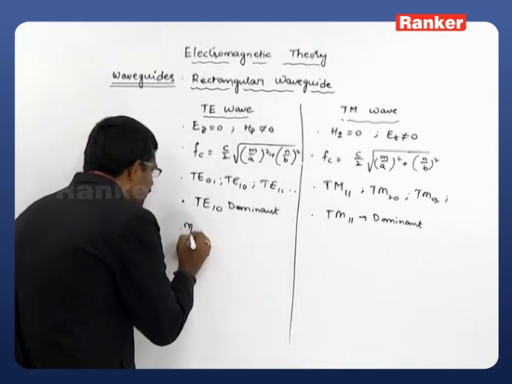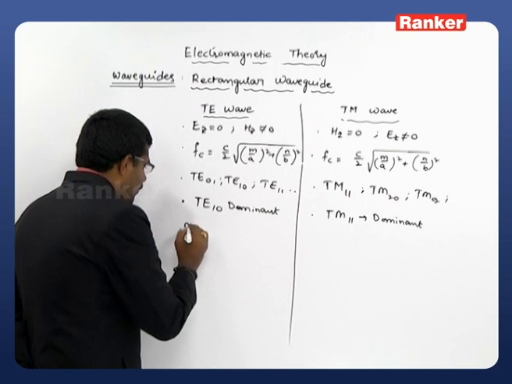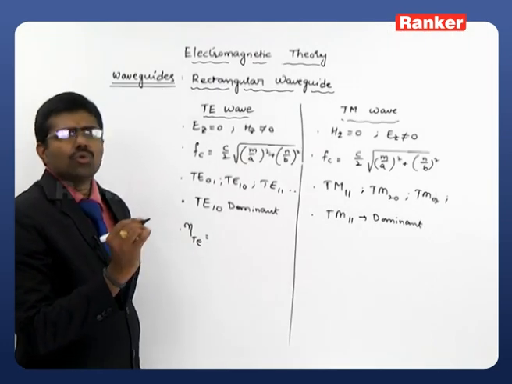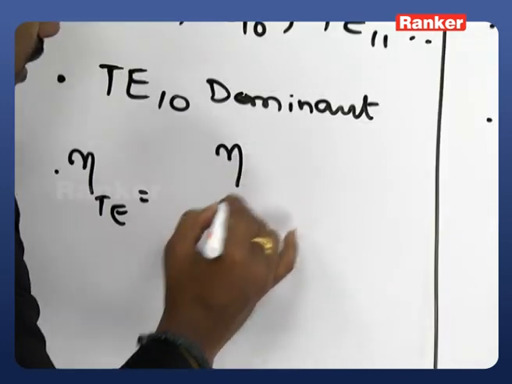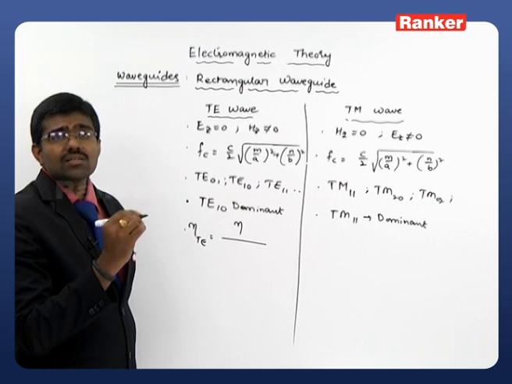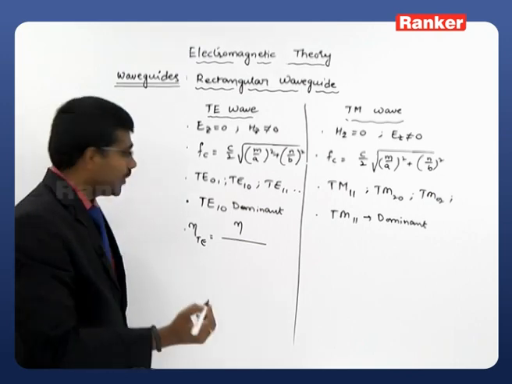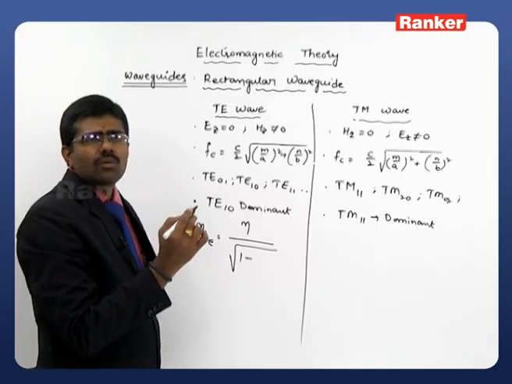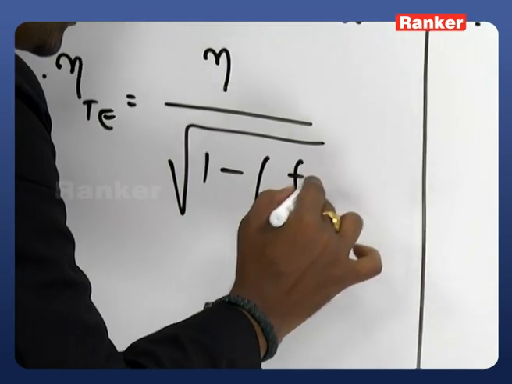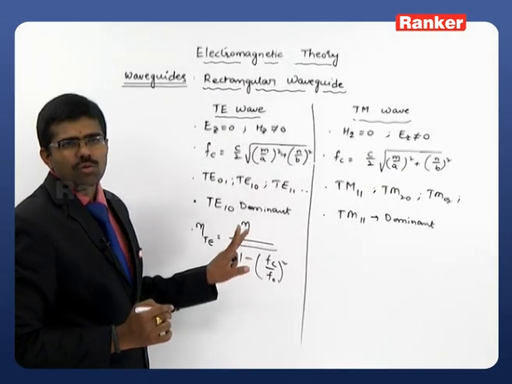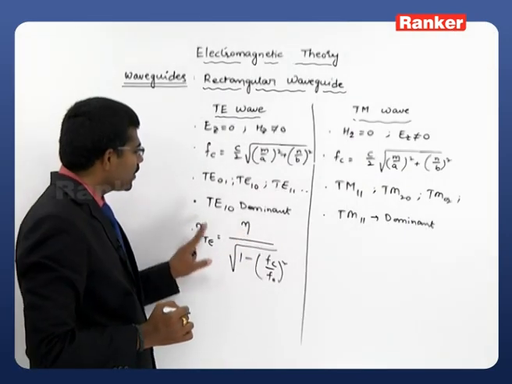The wave impedance for our TE wave, eta TE, that what I am writing, or you can write that one as ZTE also, no problem, which is equals to eta. Eta is nothing but the characteristic impedance or the intrinsic impedance of the medium or free space, divided by square root of 1 minus (fc by f0) whole square, or (lambda0 by lambda c) whole square. That is the equation that is meant for our TE wave.